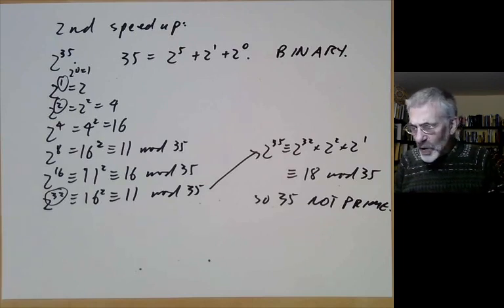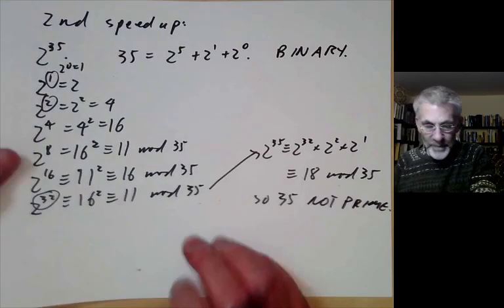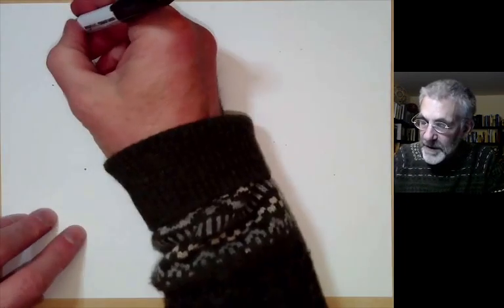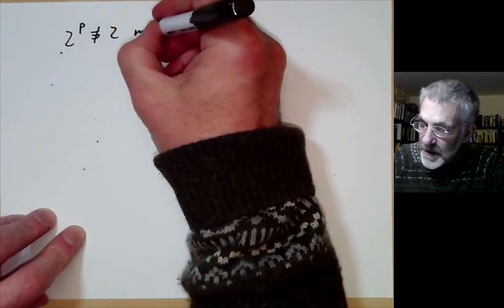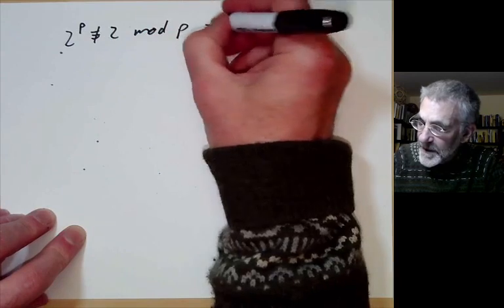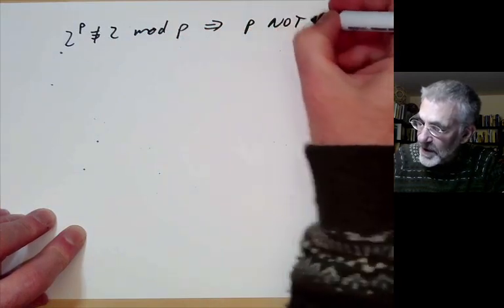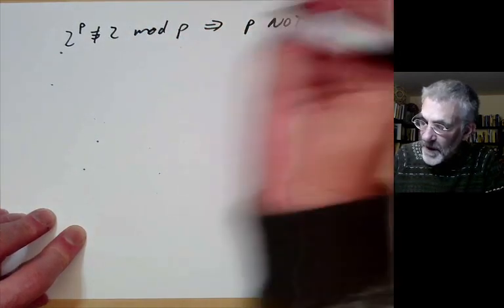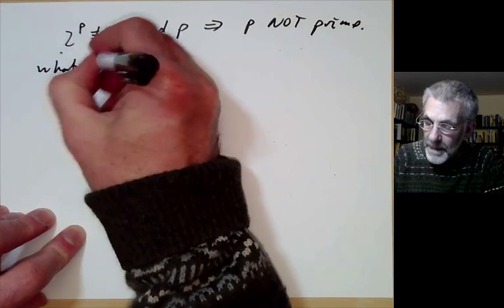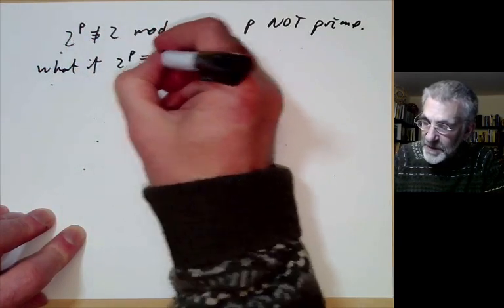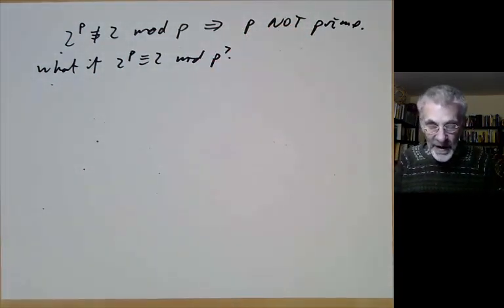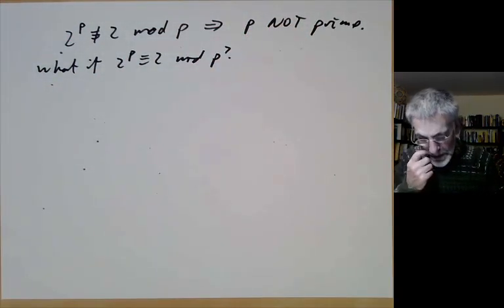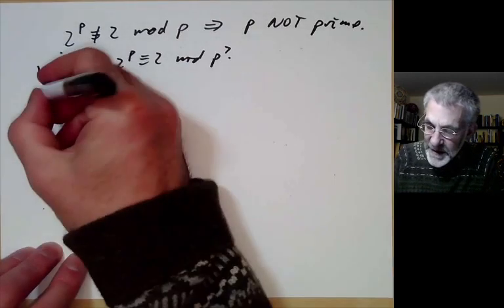Well, it doesn't always work. So we said that if 2 to the p is not congruent to 2 mod p, this implies p is not prime. What if 2 to the p is congruent to 2 modulo p? Does this imply that p is prime? And the answer is not always. Here's an example.